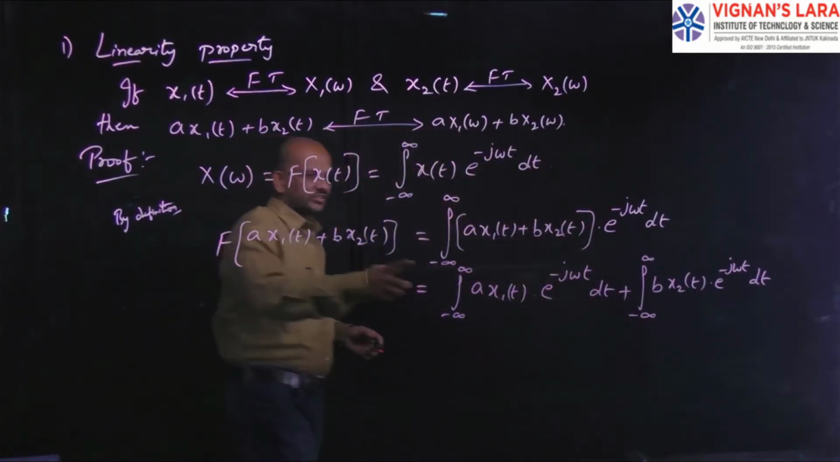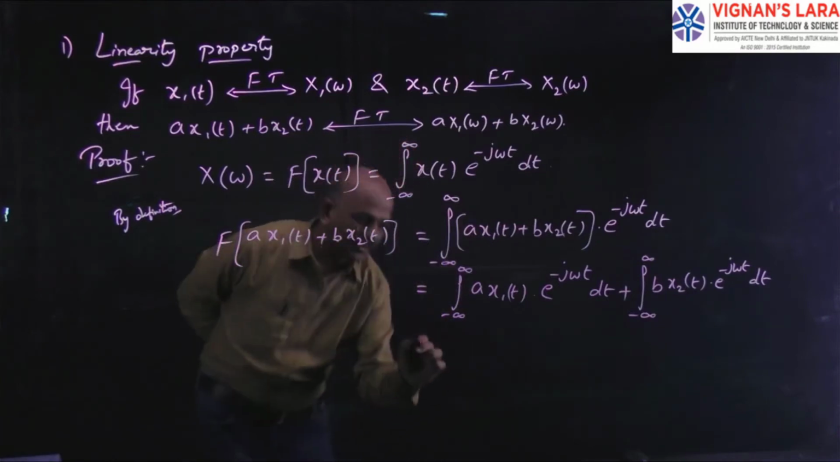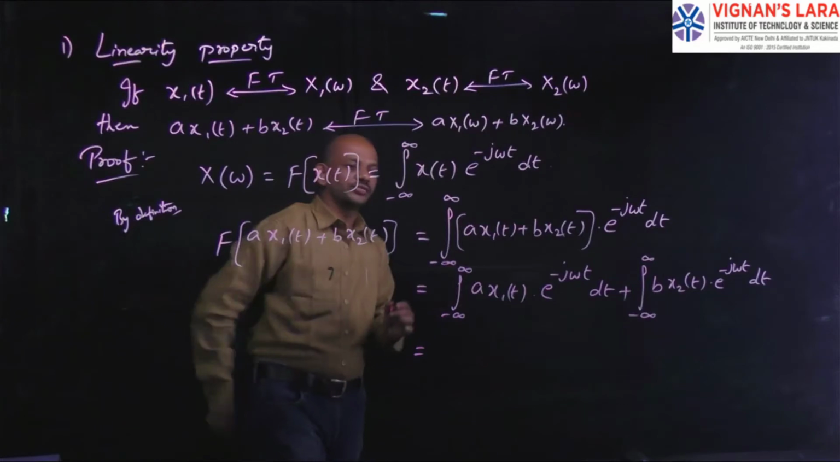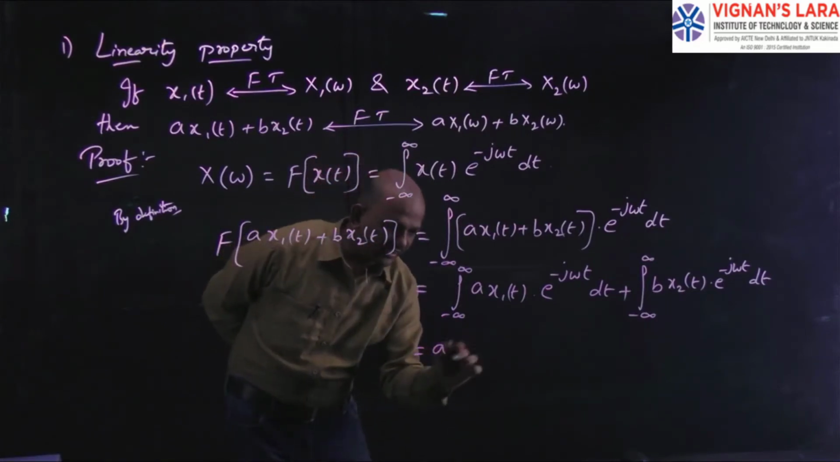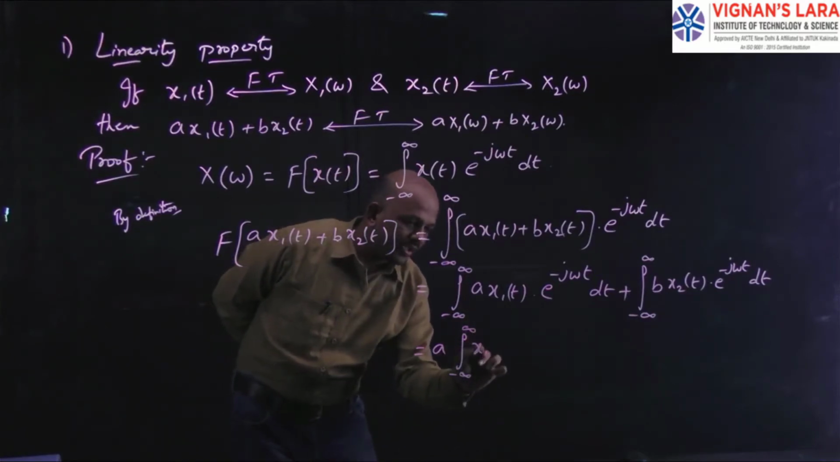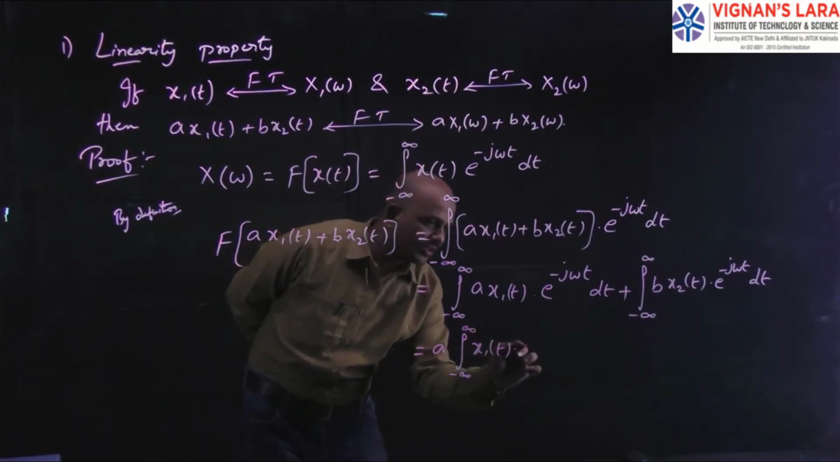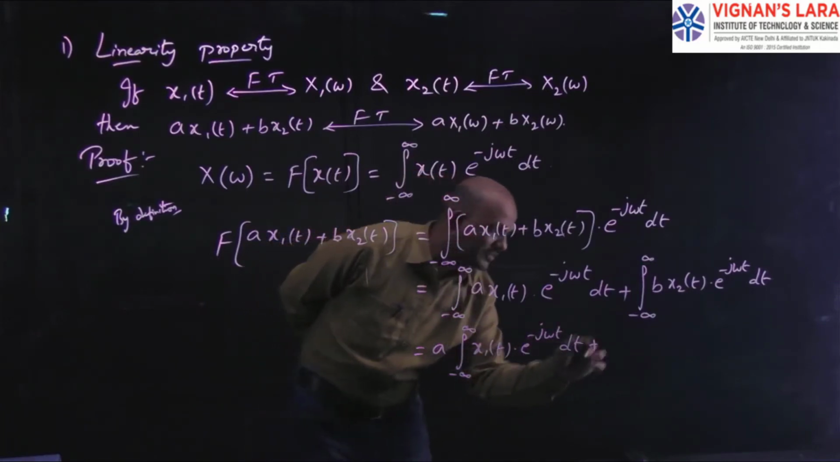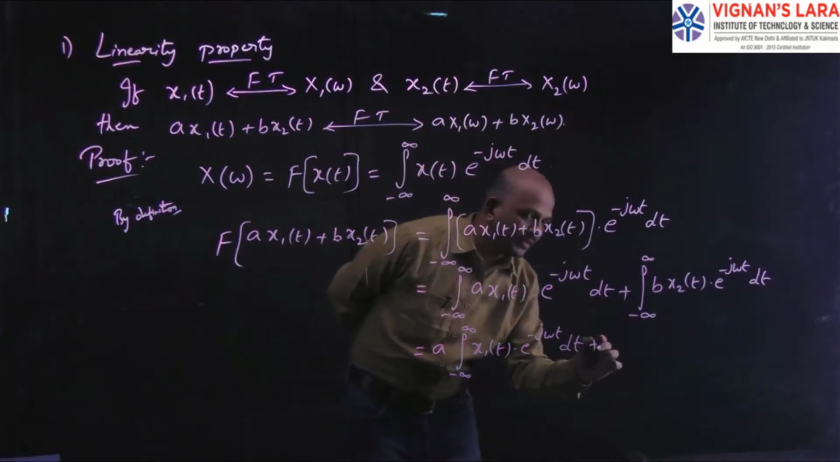So I multiplied and separated the two functions in a single step, and that will be equal to, here a is a constant, so I can bring it outside. Then I can write a into the integral from minus infinity to infinity of x1 of t into e power minus j omega t dt, plus, here also b is a constant, so I can bring b outside.